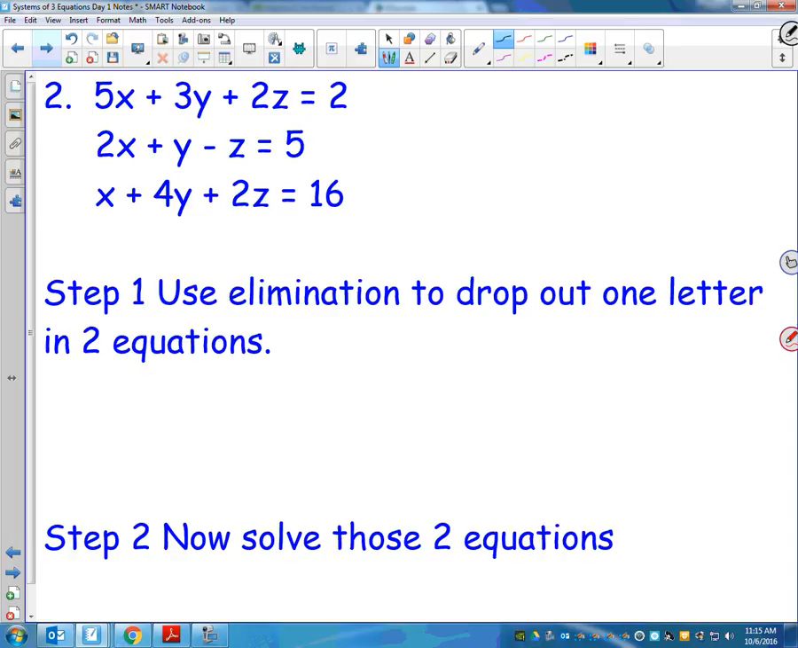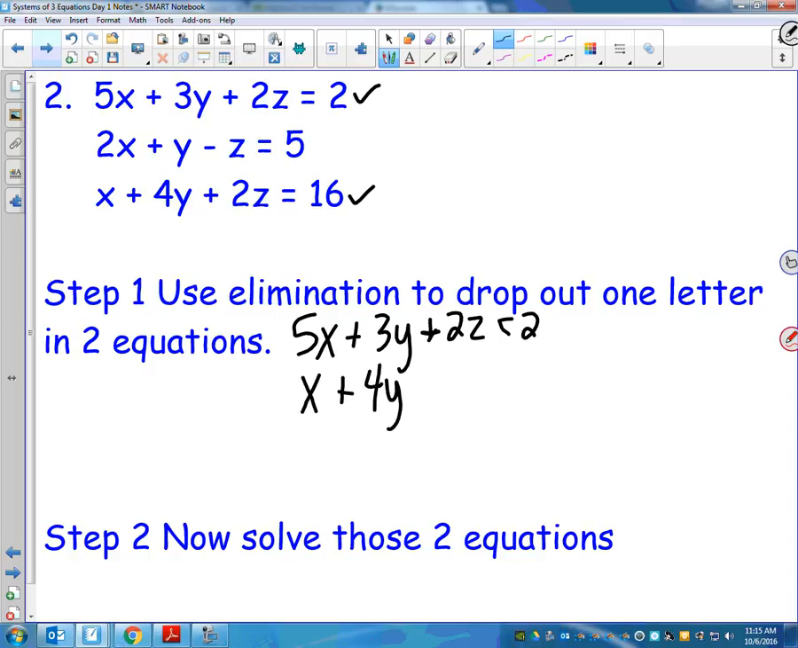So I'm going to pick Z, and it doesn't matter which 2 you work with at first, but I'm going to pick the top one and the bottom one because they both have the same number already. I'm going to have to use all 3 at some point, so it doesn't matter which one you use. I always like to mark which ones I'm using because you have to go back and use that third one at some point. So all I'm going to do is rewrite them right here. 5x plus 3y plus 2z equals 2. And x plus 4y plus 2z equals 16.